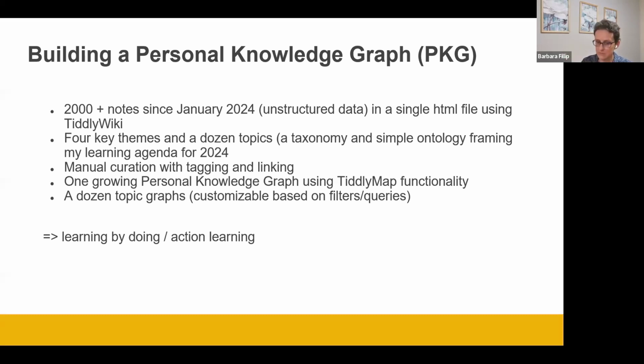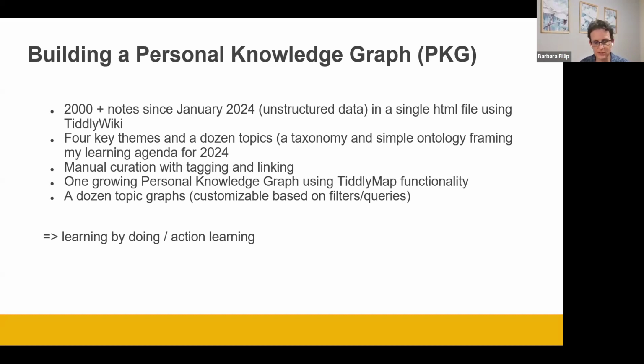So to start up this action learning project, since January of this year I've been taking notes around knowledge graphs, but all kinds of other things. So I have more than 2,000 little notes, a lot of unstructured data, in a single HTML file using a tool called TiddlyWiki. I've organized my mental framework into 4 key themes and 12 topics. So there's a little bit of a taxonomy in there, a simple ontology framing my learning agenda for 2024.